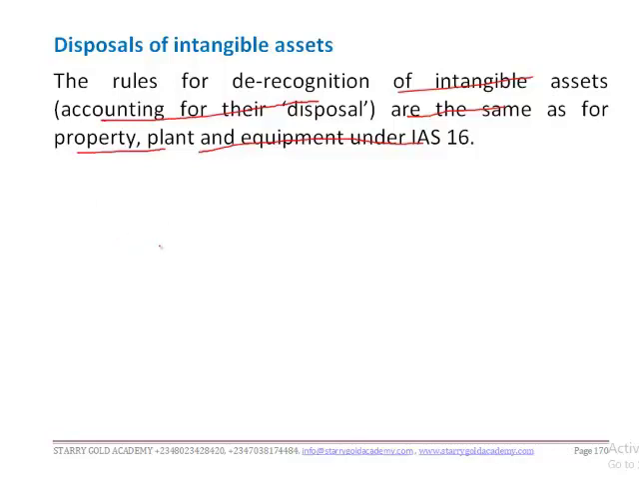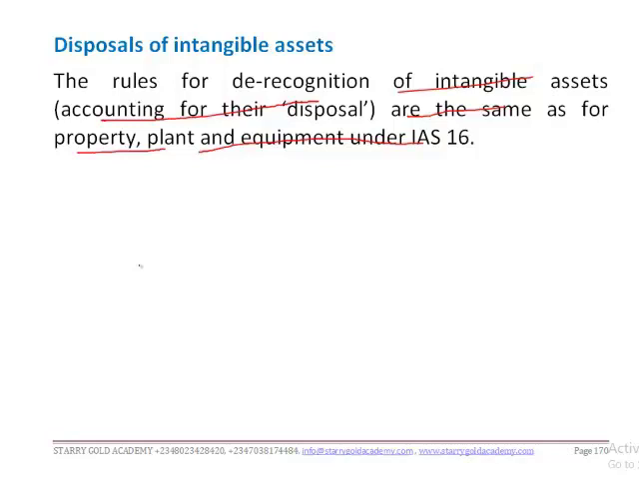Okay, so that's that. Your net gain or loss on disposal is the difference between the net disposal proceeds and the carrying value of the asset. Are we together? So once again, mind you, the carrying amount or carrying value of an asset is the cost less the accumulated depreciation or amortization and the accumulated impairment losses, if any.